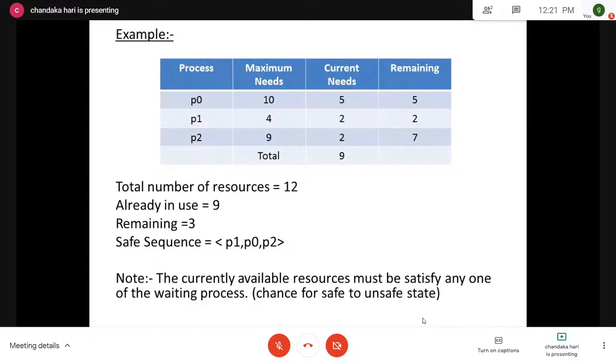So in order to complete process P0, it requires 5 additional resources. In order to complete process P1, it requires another 2 additional resources. Process P2 requires another 7 additional resources. Now you see that the requirement of these processes P0, P1, P2 is 5, 2 and 7. The currently available is 3.